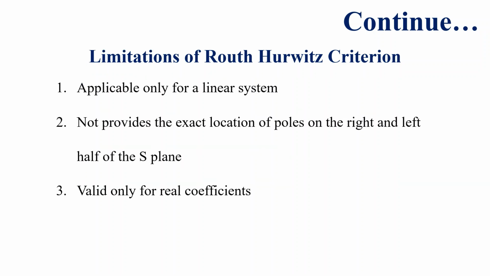Along with the advantages of the Routh Hurwitz criteria, there are some disadvantages of this method. This method is basically applicable only to linear systems. It does not provide the exact location of poles on the right and left half of the S-plane. In the case of the characteristic equation, it is valid only for real coefficients.